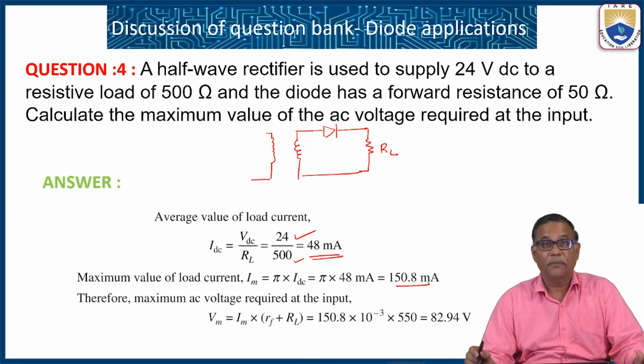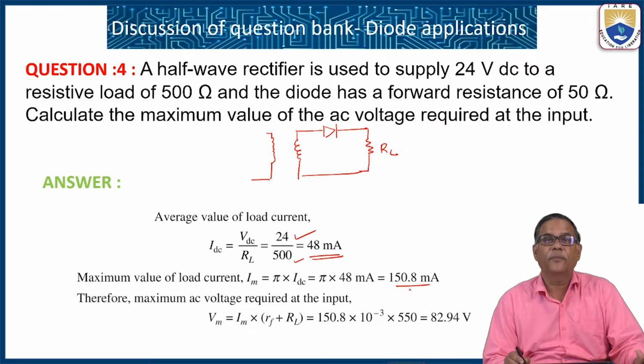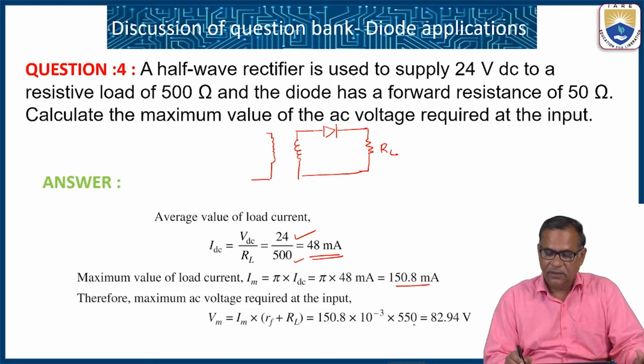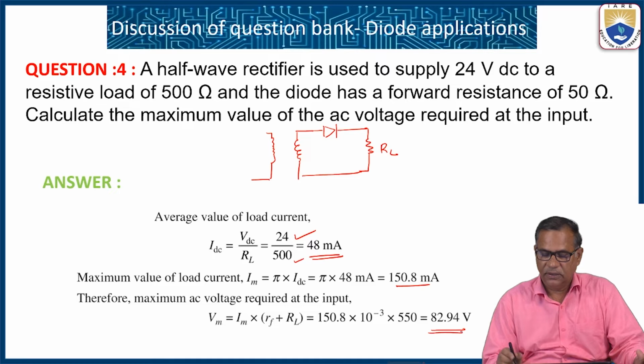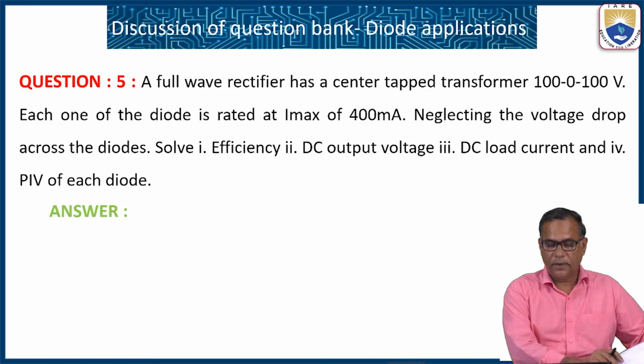Because IDC is equal to Im by pi for half wave rectifier. So the maximum AC voltage required in the input is Vm is equal to Im into Rf plus RL, and Im we have already calculated, and that is nothing but 150.8 milliamperes. So into 550, so that voltage comes to 82.94 volts.